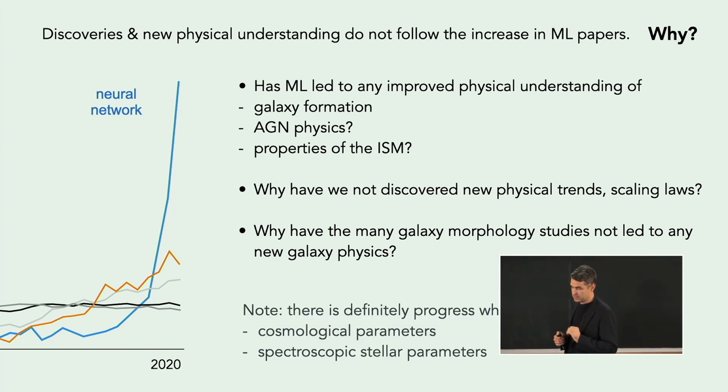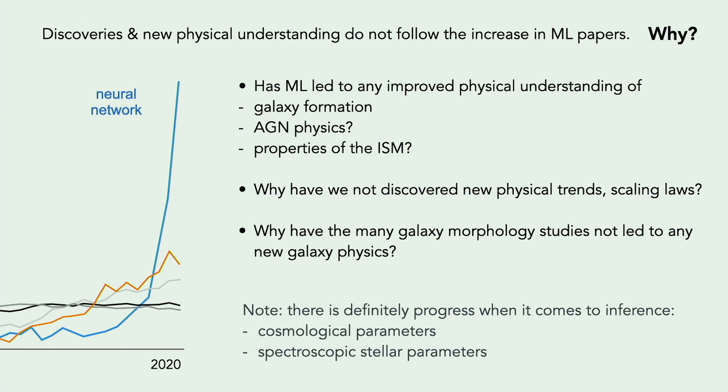I would like to just add a note that there is definitely progress in our understanding of how to do better inference in the context of cosmology, in the context of stellar spectroscopy. But this is mostly in the context of parameter inference. This is not yet at the stage where we are reaching new astrophysical understanding.